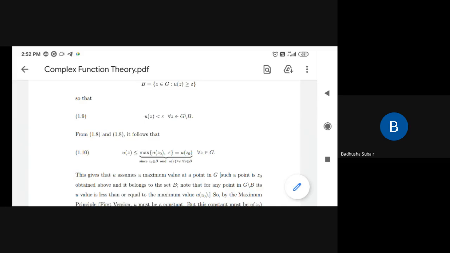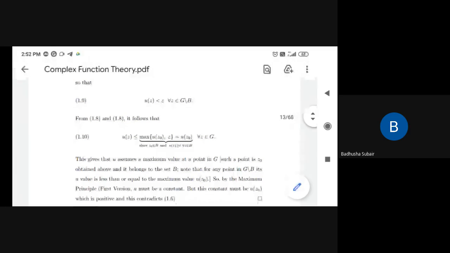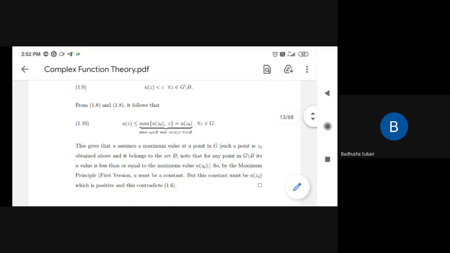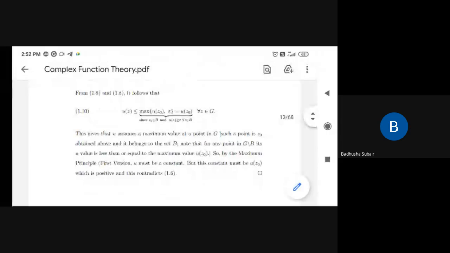This gives that U assumes a maximum value at a point in G. Such a point z naught obtained above belongs to the set B. Note that for any point in G minus B, its U value is less than or equal to the maximum value U of z naught. So by the maximum principle first version, U must be a constant. But this constant must be U of z naught, which is positive, and this contradicts 1.6. 1.6 is that limit superior of U of z is less than or equal to 0 as z approaches a. Hence our proof.